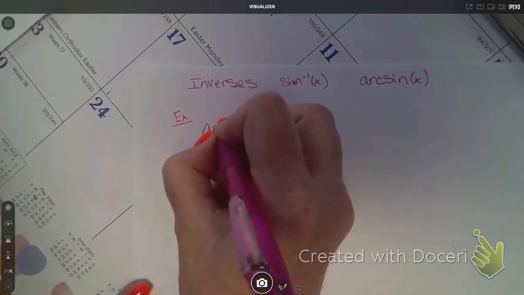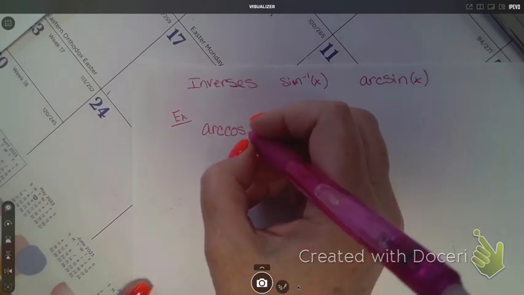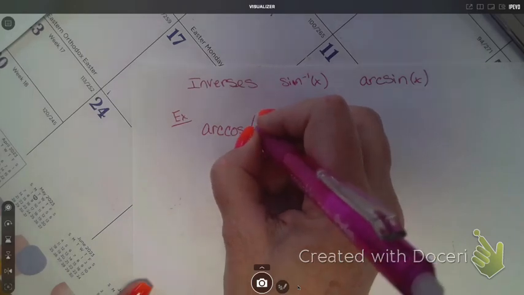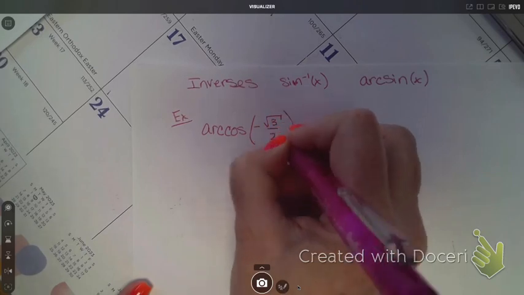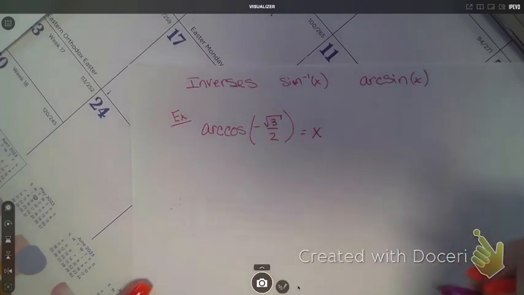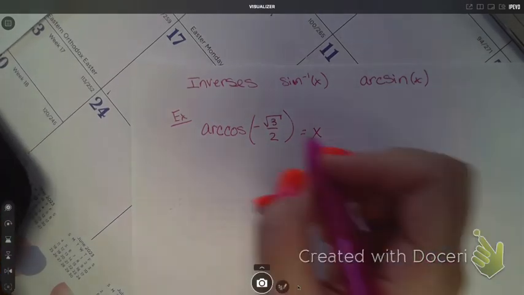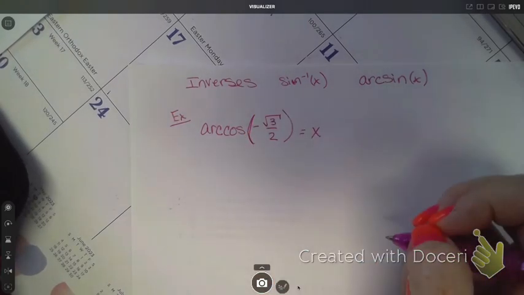Arc cosine of negative square root of 3 over 2. So that means I want the x. I want the angle. Yes? Okay. So anytime they are negative, I want you to identify the reference angle.